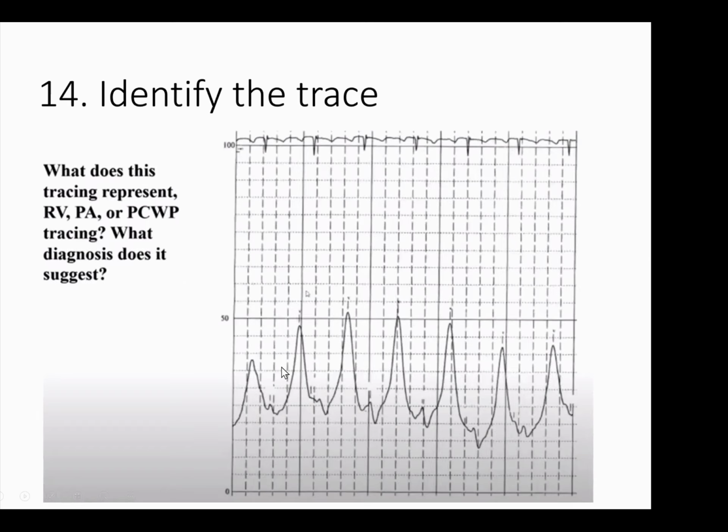So this is not the RV pressure trace. This is not the PA pressure trace. This is not the RA pressure trace. This is the pulmonary capillary wedge pressure trace showing the very, very prominent V wave because of the severe mitral regurgitation.